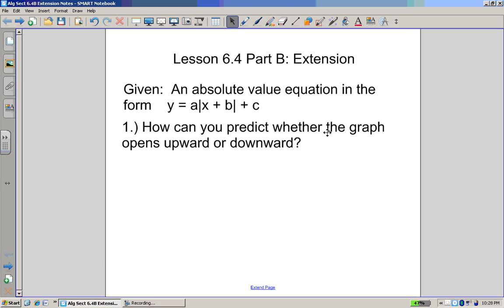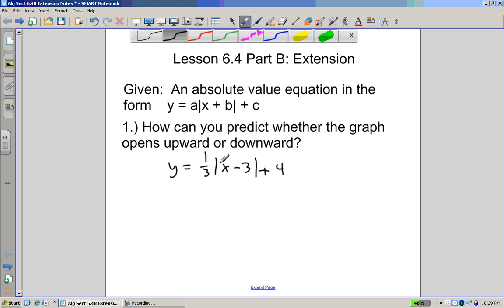First of all, how can you predict whether the graph opens upward or downward? So I'm going to go ahead and just give a sample equation based on this. So we have y equals 1/3 times the absolute value of x minus 3 plus 4. So in this sample, whatever comes out of this, the absolute value, forget whatever's in here. We're just going to ignore this completely. I have no idea what's in there.